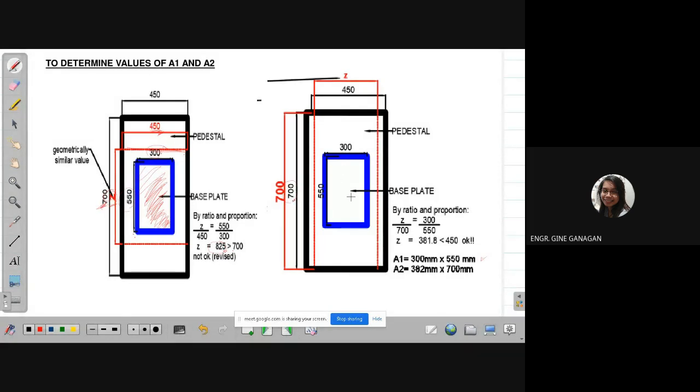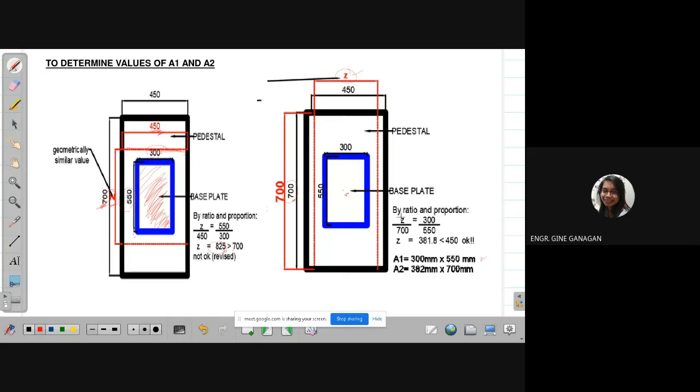Yung equivalent nitong dimension ng base plate dito sa pedestal, nag-denote din ako ng D, kasi yan yung geometrically similar dito sa ating base plate. Hindi pa natin alam yung dimension. Okay? So, nag-denote ako ng Z. And by ratio and proportion, makukuha din natin yung value ng Z, since sabi nga natin, geometrically similar with this concentric area, which is the area of the base plate.